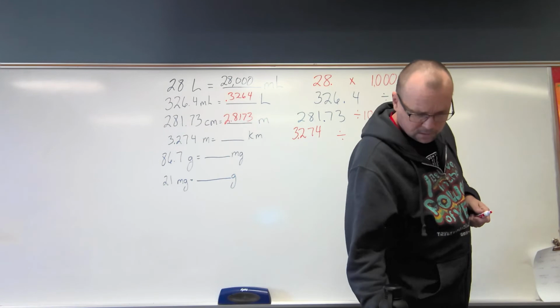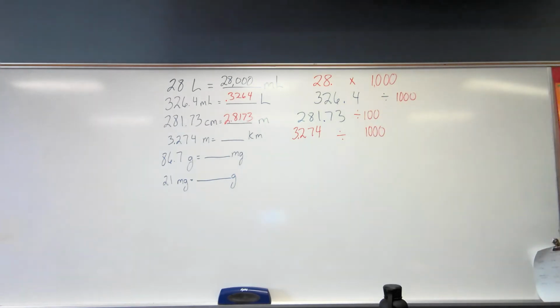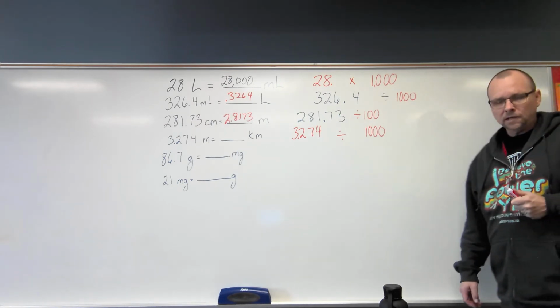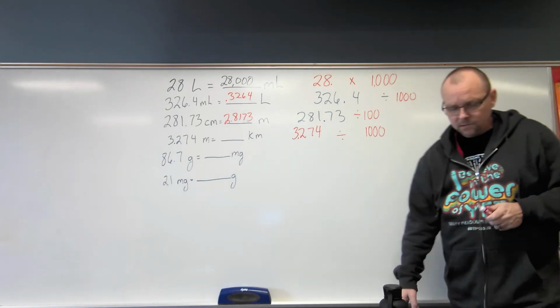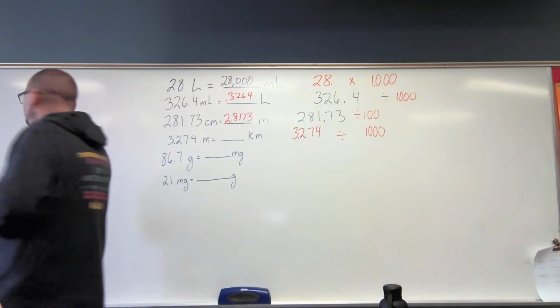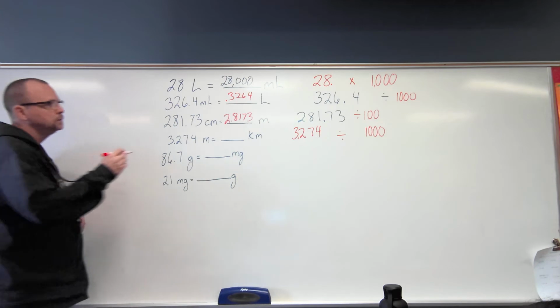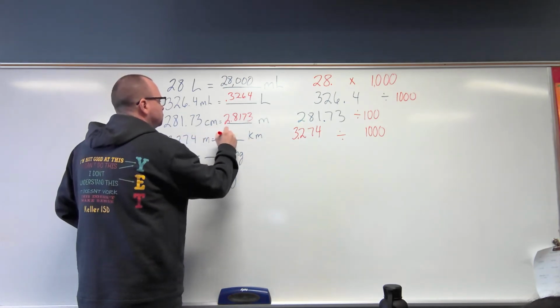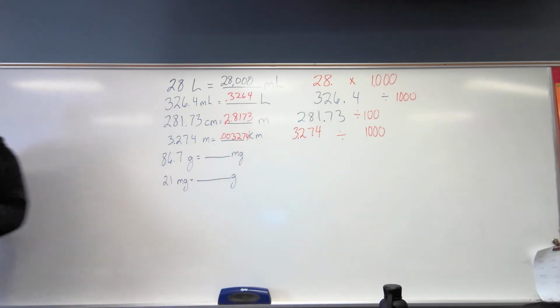So here, I could yell, she'd hear me. Anna, which direction am I moving my decimal point? To the left. How many places? 3. So I'm moving to the left 3. So Luke, what's my answer? 0.003274. Good.